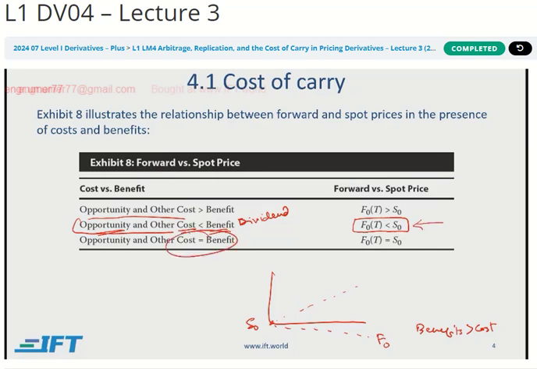If the cost and benefit are the same, then they will be equal, and if the cost is greater, then the future price will be greater than the spot price, depending on how much greater the cost is.